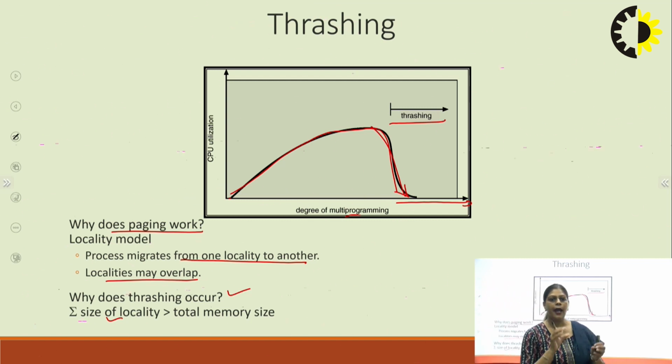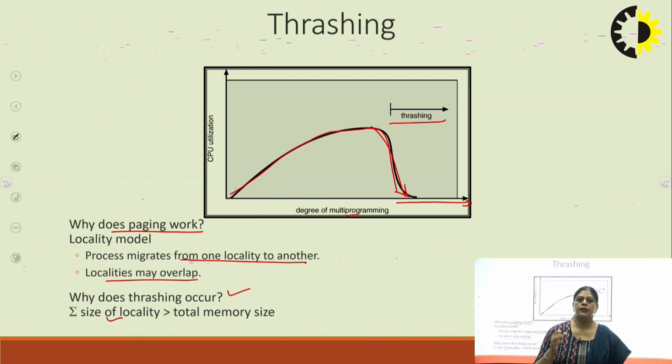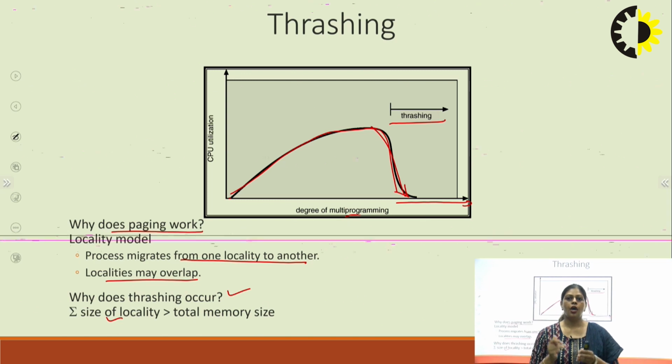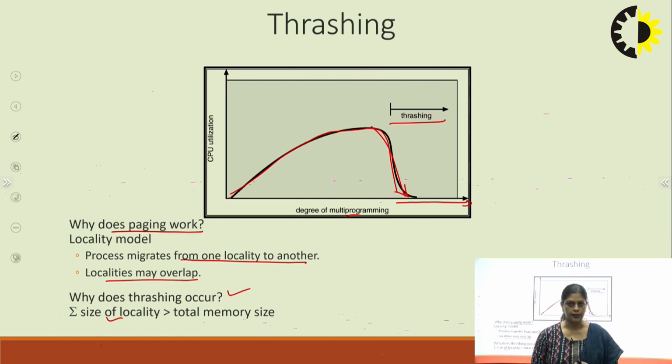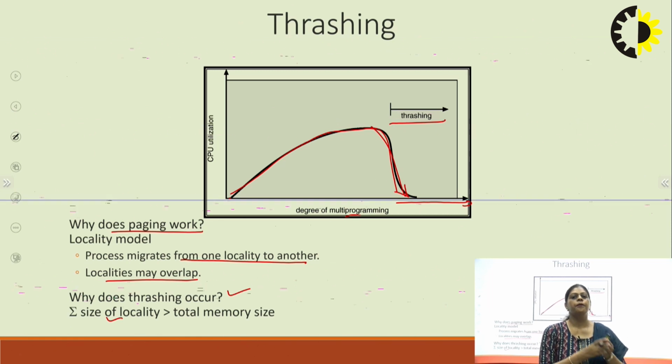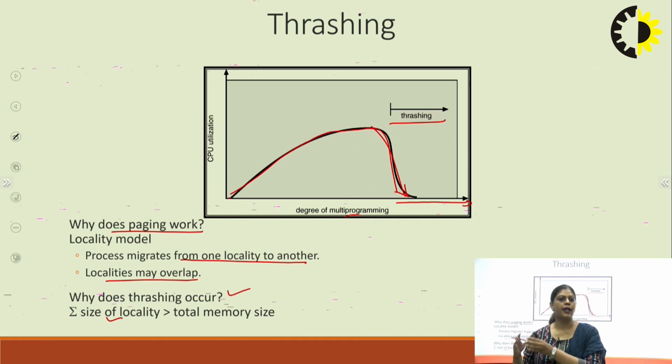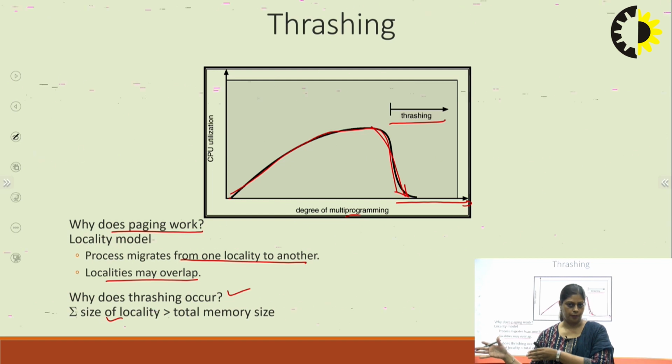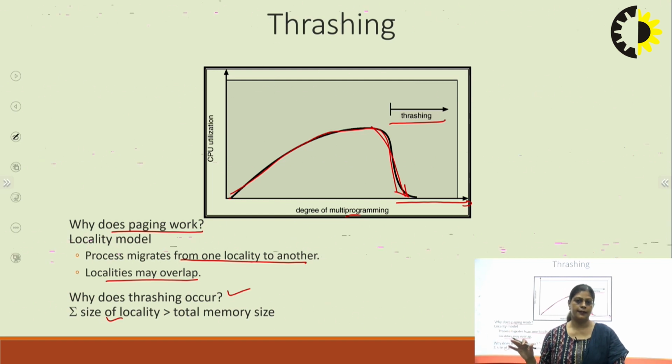Locality means the number of pages a program requires at a particular time. Suppose a program is using 5 pages. At a particular time, it is requiring pages 1, 2, 3. Pages 4 and 5 are not required. So this program will have 2 localities. The first locality will have pages 1, 2, 3, and the second locality will have pages 4 and 5. At a particular moment, that is the locality, right?